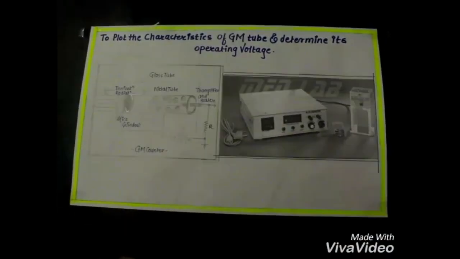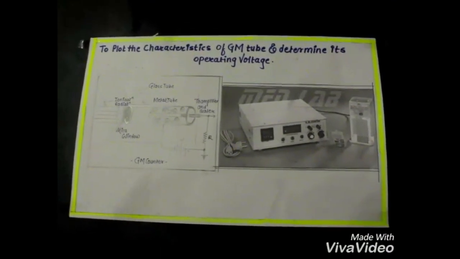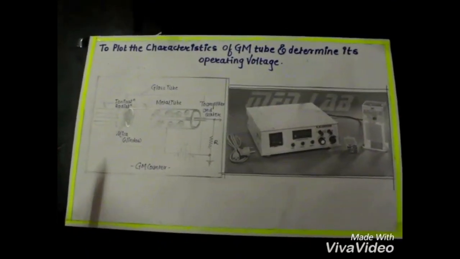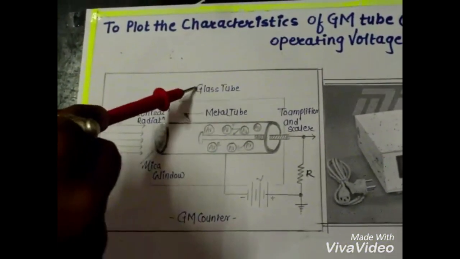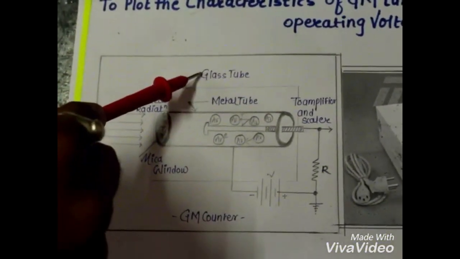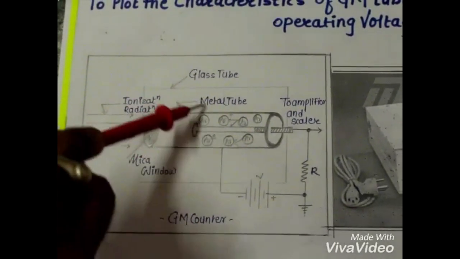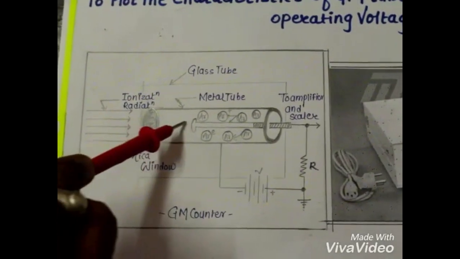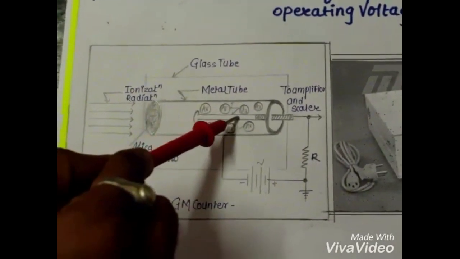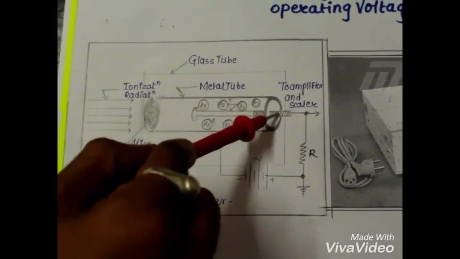Let us look towards construction. The GM tube consists of a hollow metal case enclosed in a thin glass tube. The hollow metal case acts as a cathode. A fine tungsten wire runs through the center of the tube and is insulated from the metal. It acts as an anode.